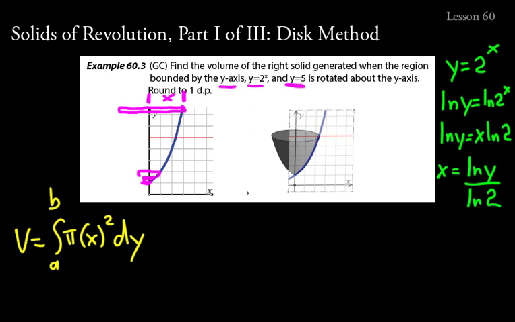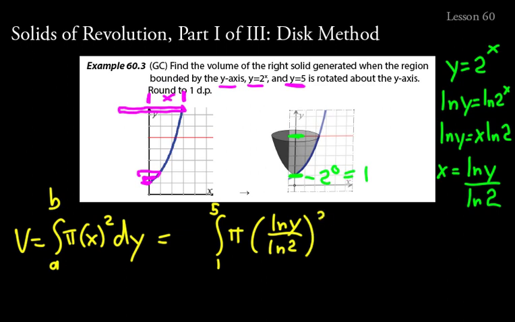So we're doing this on the interval. You can see it on the graph here. It's from 1 to 5, right? So this is 2 to the 0, that's when x is equal to 0. Anything to the power of 0 equals 1. So it's from 1 to 5. Write this out. All we need to do is get our integral set up here from 1 to 5 of pi times natural log y over natural log 2, parentheses squared, dy.